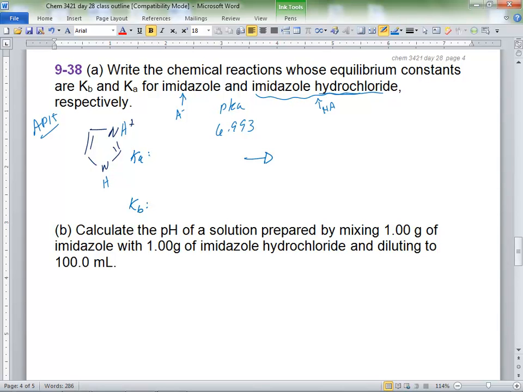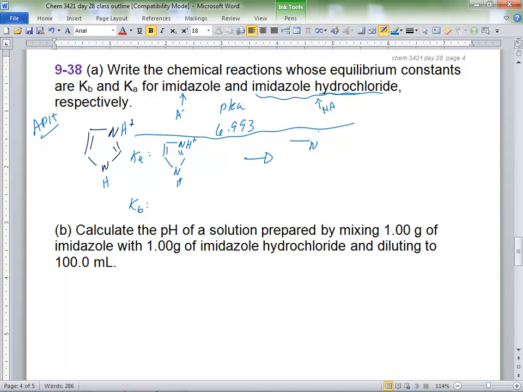Mariella, how would you write the Ka reaction? What would you write first? Imidazole hydrochloride, exactly. It goes to imidazole. So now you just remove that H plus is all. That's what they wanted. Yeah.